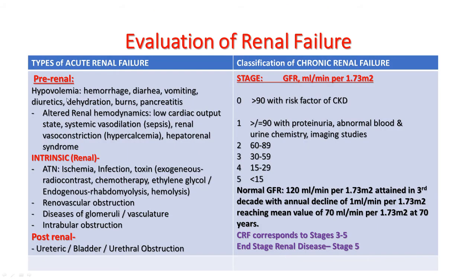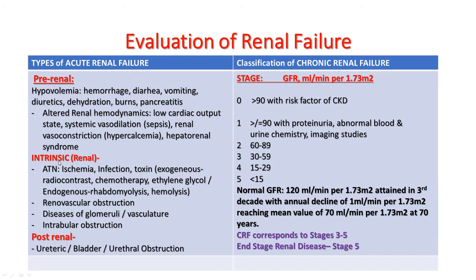Now, acute renal failure is of three types: pre-renal, renal and post-renal. In pre-renal, the most common cause of acute renal failure, it is usually secondary to hypovolemia, where there is hemorrhage, diarrhea, vomiting leading to hypovolemic states. Then there is altered hemodynamics with low cardiac output, systemic vasodilation, sepsis, renal vasoconstriction and hepatorenal syndrome.